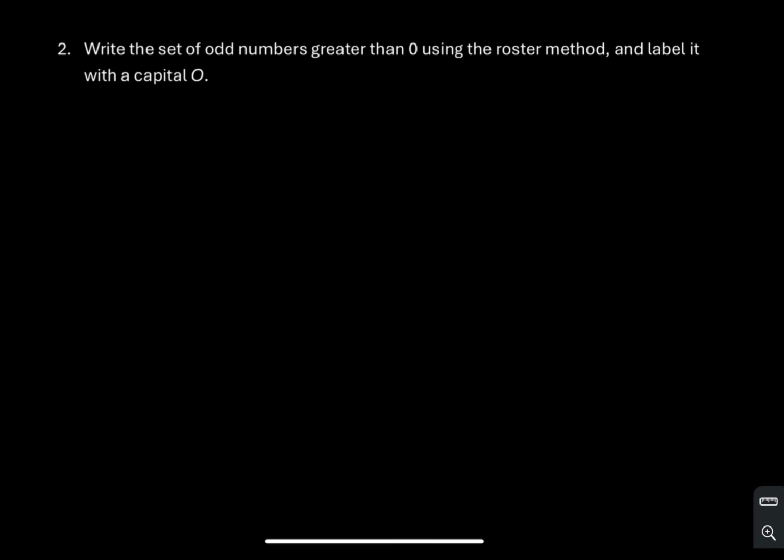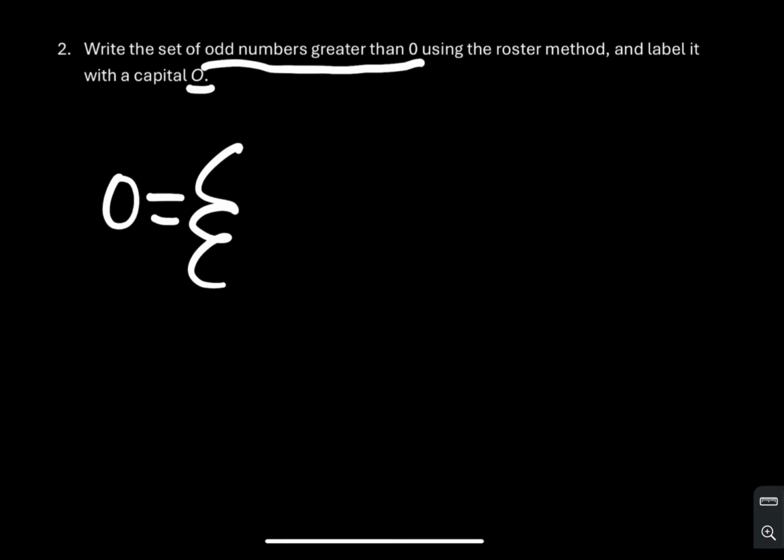So let's start off with the second problem. Write the set of odd numbers greater than 0 using the roster method and label it with a capital O. So our set name is going to be set O. And our elements are going to be odd numbers greater than 0. So we're not including 0 in the set, but numbers that are greater than 0 or bigger than 0.